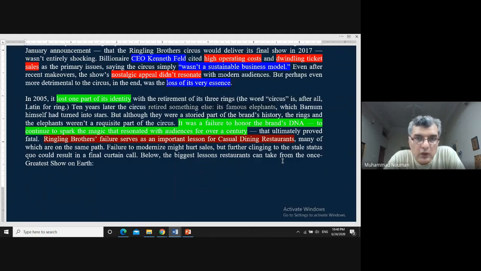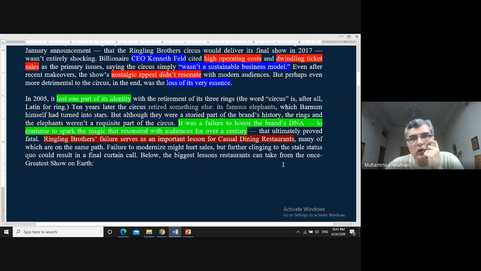That was the reason. This is something which is explained a little later through further detailed examples of what it means. That is, losing or failure to honor the brand's DNA. So, in this last paragraph on the first page, the author goes on to tell us that Ringling Brothers' failure served as an important lesson for casual dining restaurants.